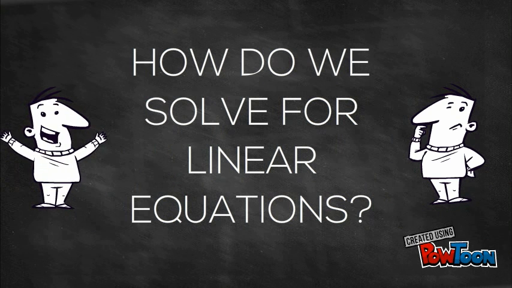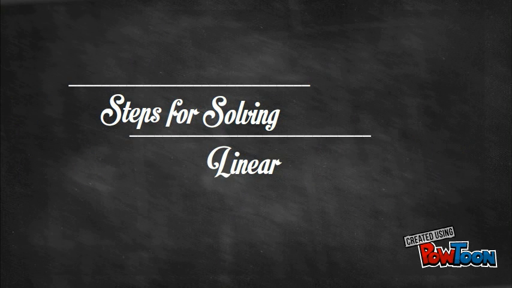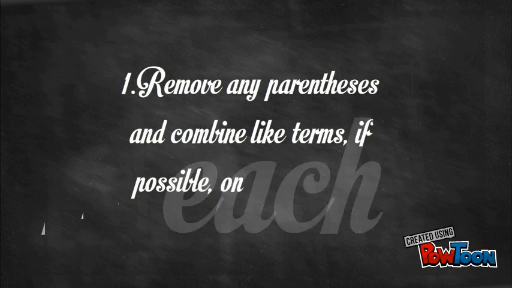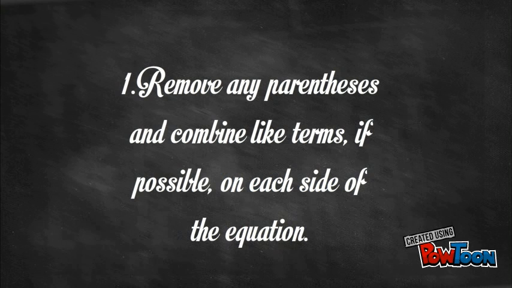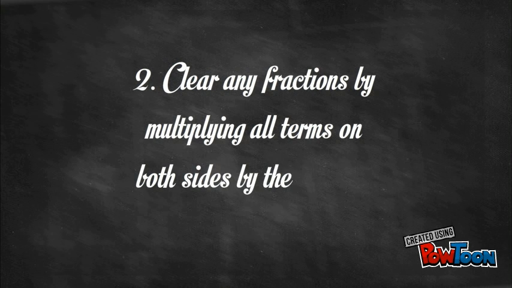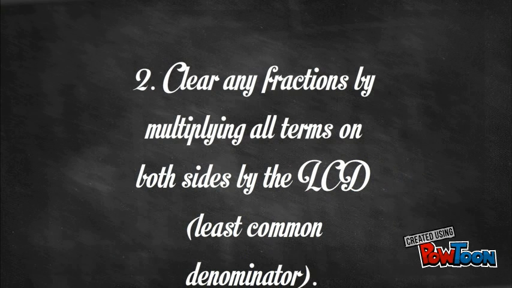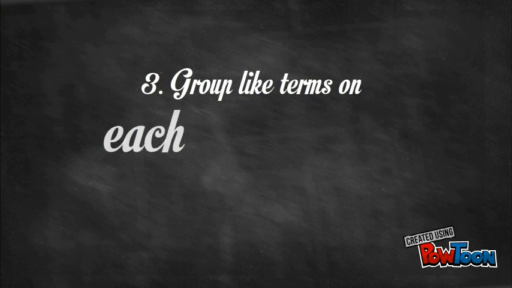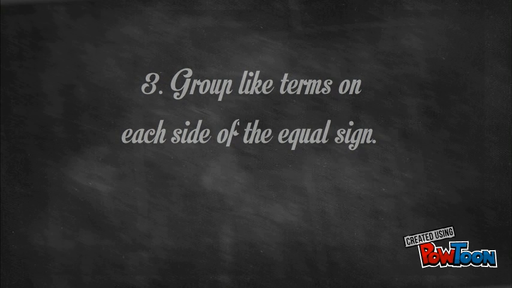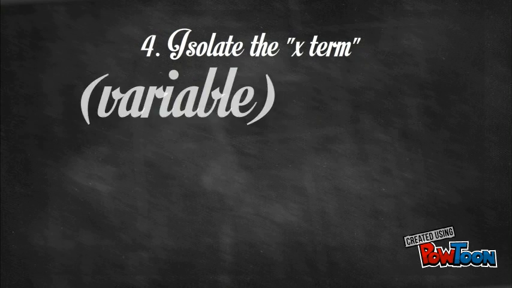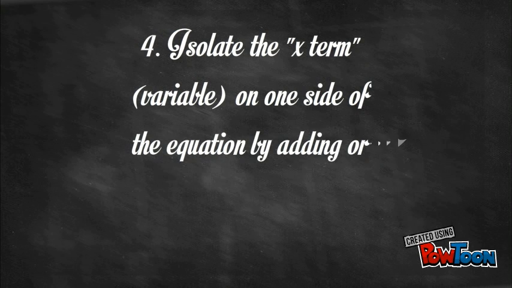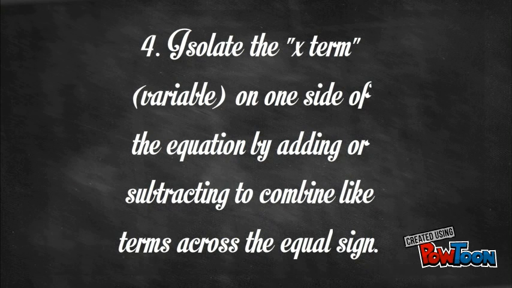Now that we understand what linear equations are, how do we solve for them? The steps for solving linear equations are: the first step is to remove any parentheses and combine like terms, if possible, on each side of the equation. Next step would be to clear any fractions by multiplying all terms on both sides by the LCD, or the least common denominator. The third step is to group like terms on each side of the equal sign. The next step would be to isolate the x term, or the variable, on one side of the equation, by adding or subtracting to combine like terms across the equal sign.